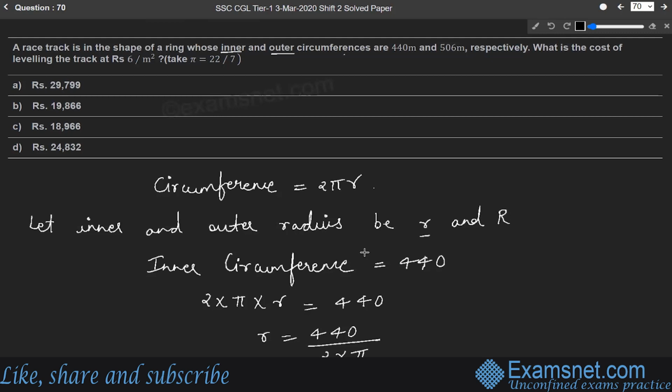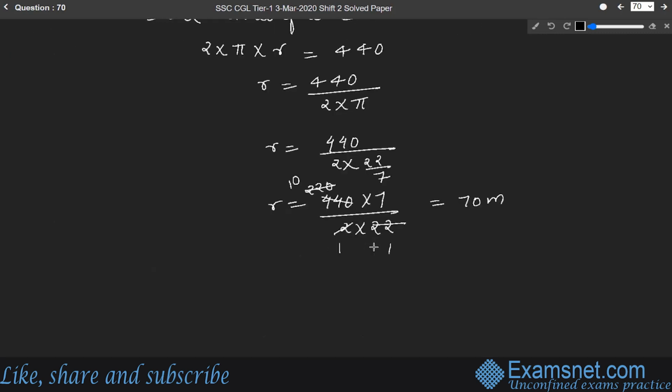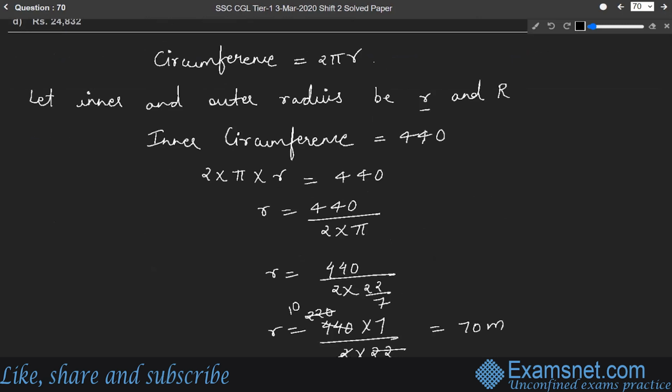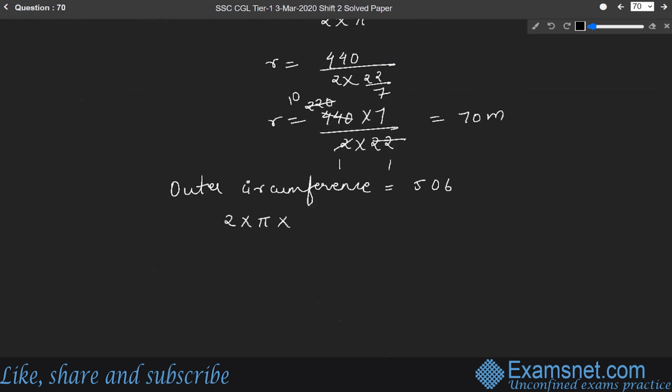The value for outer circumference is 506 meter. It is given that outer circumference is equal to 506 meter. What is the formula for circumference? 2 into pi into r. So 2 into pi into r. What is the radius for outer circumference? The radius will be outer radius. And what is the outer radius here? Capital R. So multiplied by capital R is equal to 506. So capital R will be 506 divided by 2 into pi.